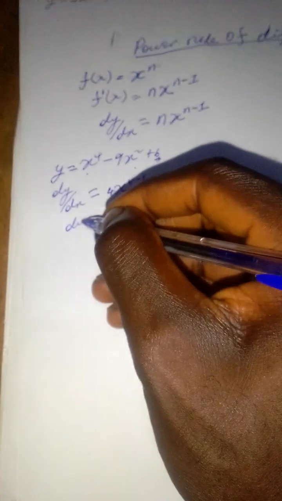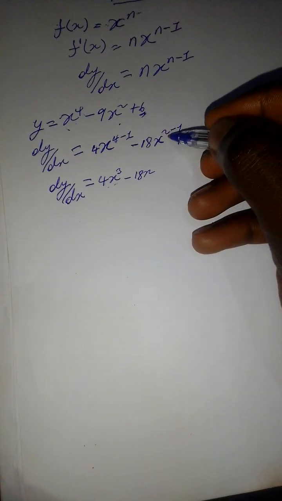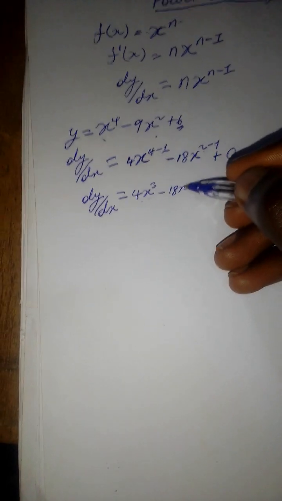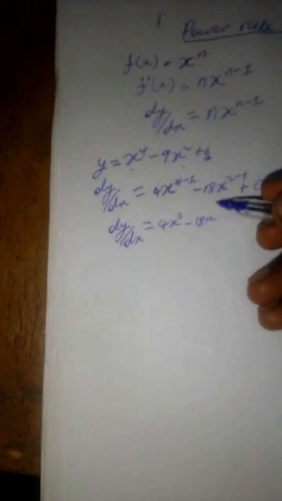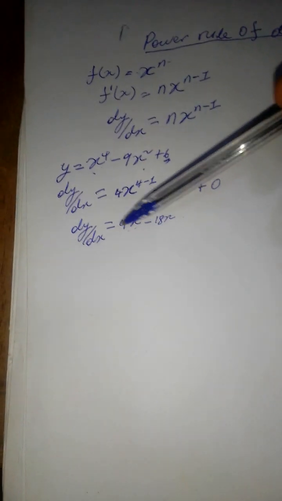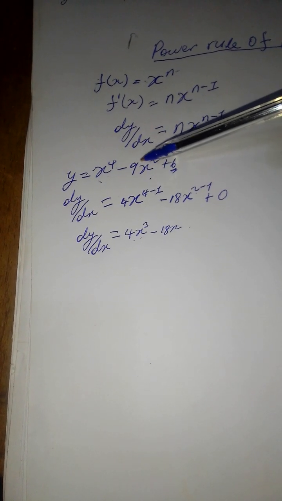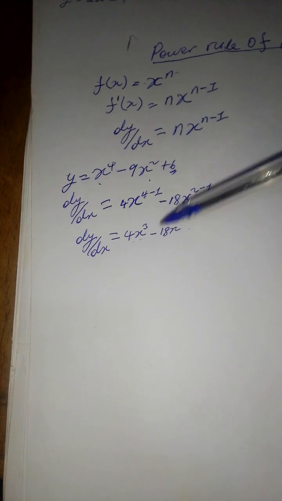Now we are going to tidy this up by simplifying what we have there. So dy/dx will simply be 4, 4 minus 1 is 3, so we have 4x cubed minus 18x. 2 minus 1 is 1, so we simply have 18x here, because x to the 1 is x, and plus 0. So this is what we have when we differentiate y equals x to the fourth power minus 9x squared plus 6. We end up with this.